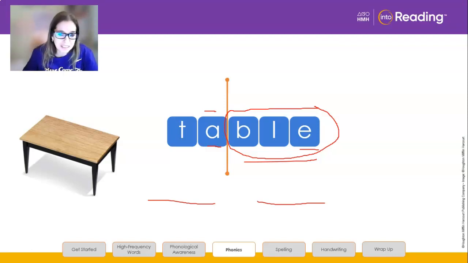So this word is table. Clap it out for me and tell me the 2 syllables in this word. Go. All right, I hope you clapped out and said and chose the 2 syllables in this word. Let's go on to the next one.